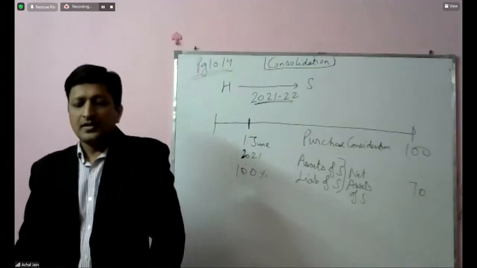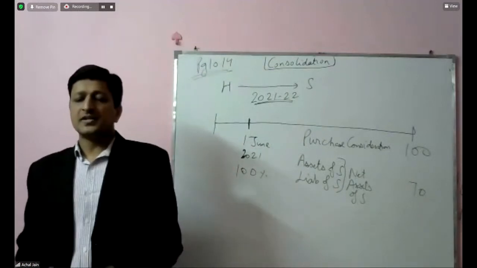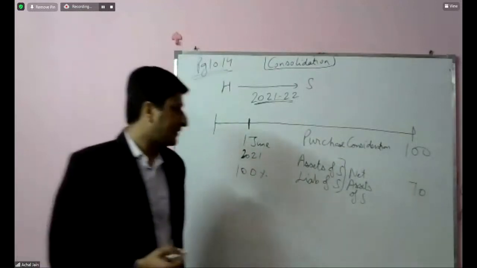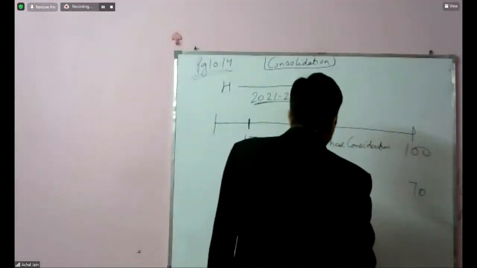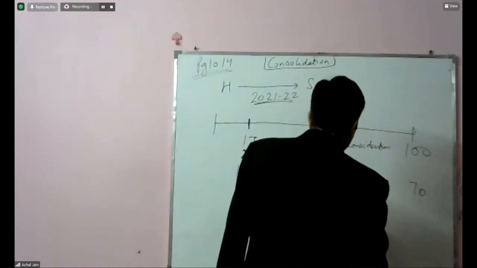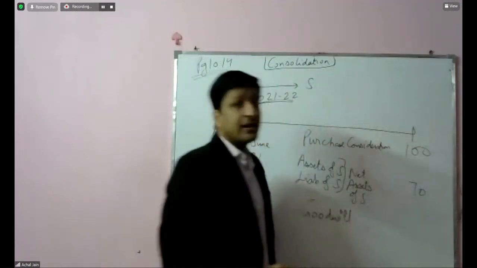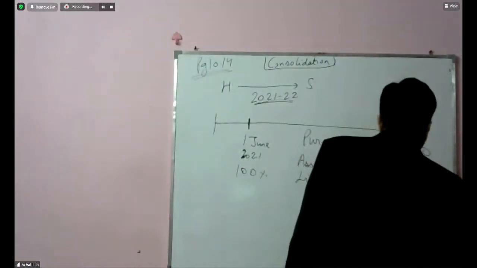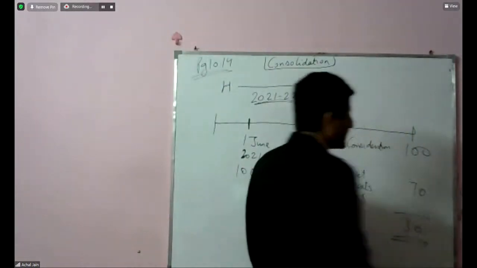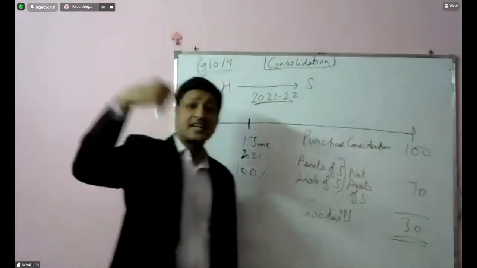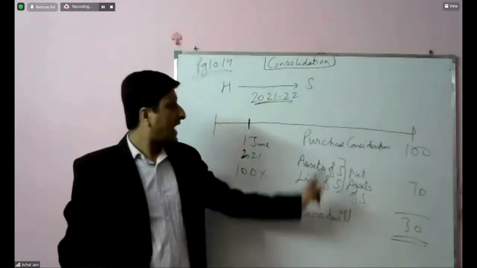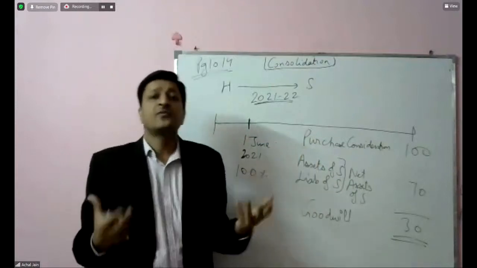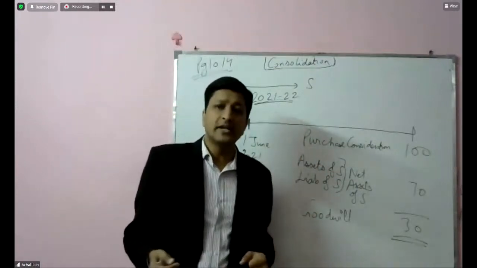Great. Aditi, Sanjay and Manish are saying, sir, goodwill account will be created of ₹30. Very good. So this is a situation wherein goodwill will get generated equivalent to 30 rupees. Why? Because this excess consideration which has been paid by H is for the goodwill only.